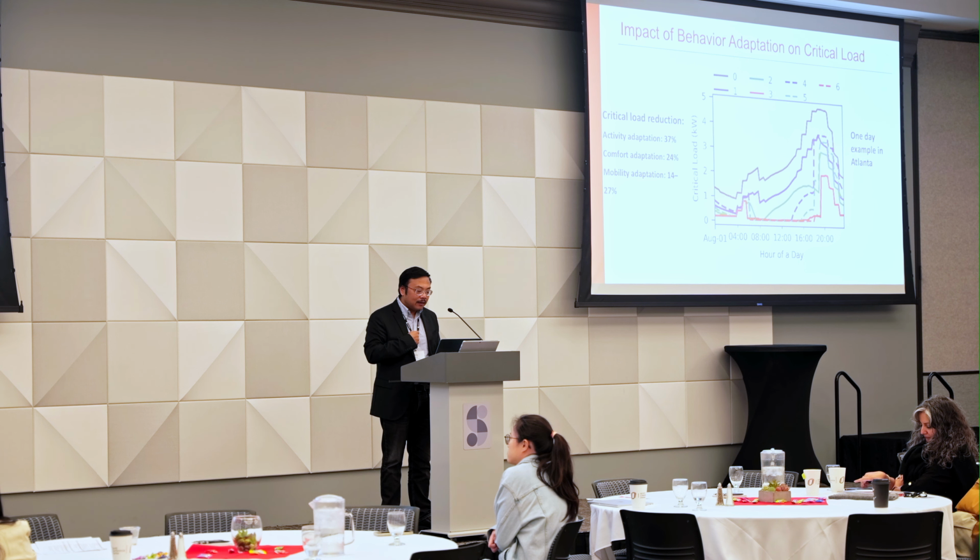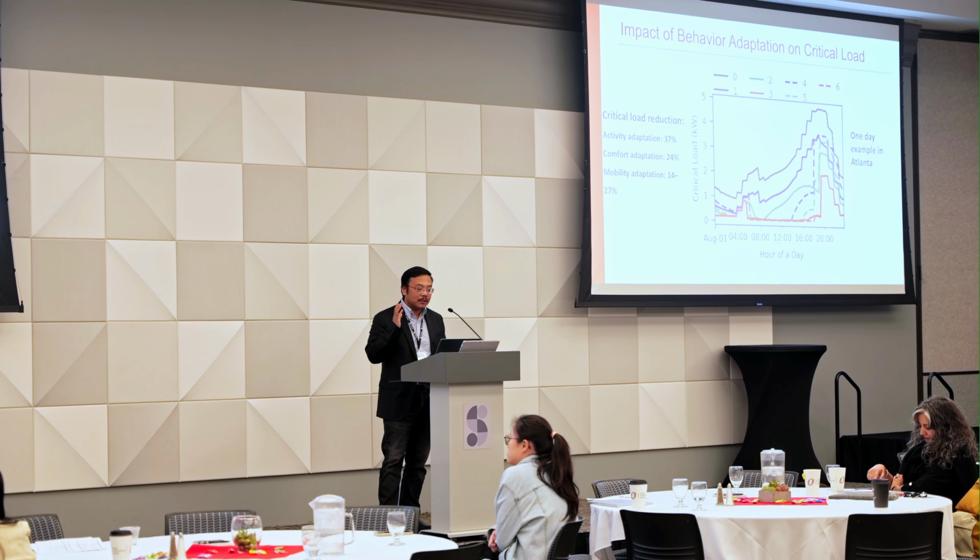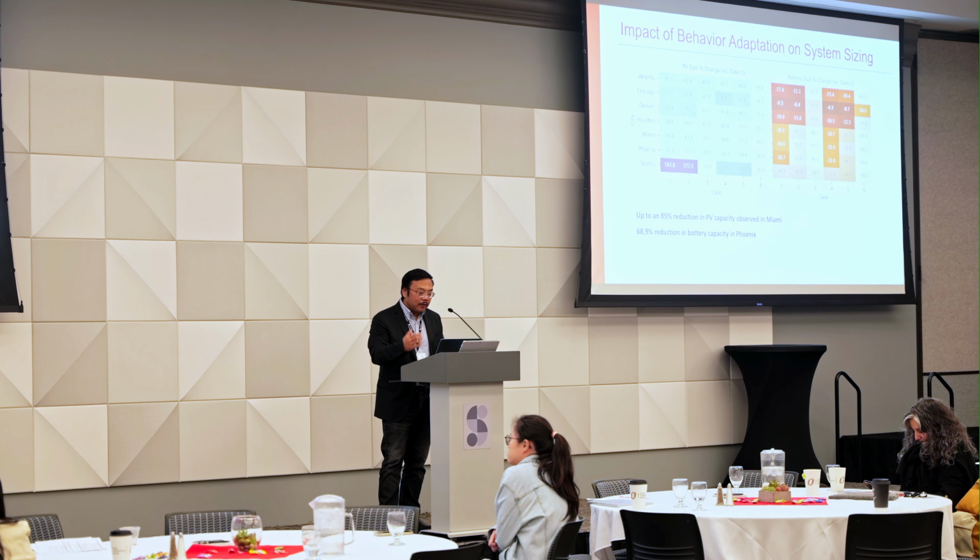So this is 1 day in Atlanta. The black line is the baseline, which means I just use everything I want, right? So of course, the critical load is much higher. What we found is the critical load can be reduced by activity adaptation, comfort adaptation, and also mobility adaptation. So these things can actually reduce the size of the battery and PV system. Okay, so based on that, we looked at the impact of behavior adaptation on system sizing across different U.S. climate zones, and we interestingly found that PV capacity can be reduced by 85% in Miami, and battery capacity can be reduced by 68.9% in Phoenix.